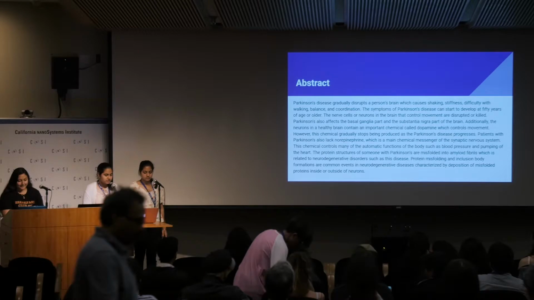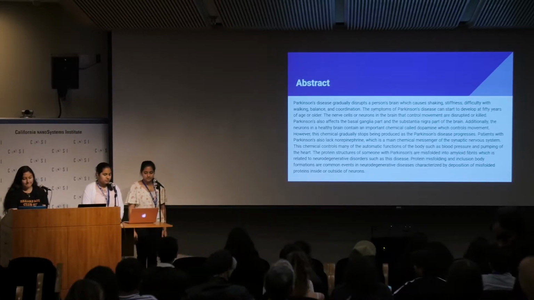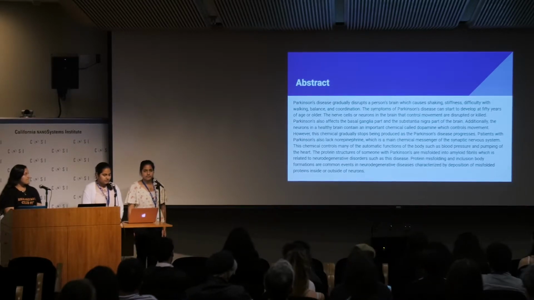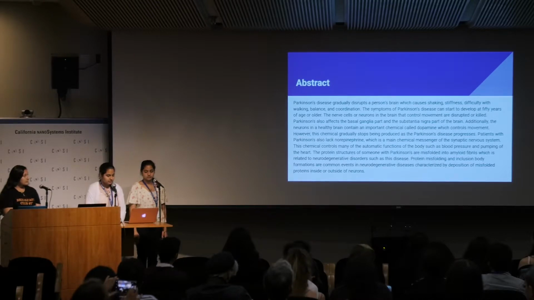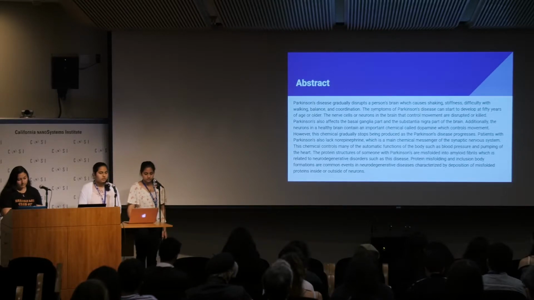Parkinson's disease gradually disrupts the person's brain, which causes shaking, stiffness, and difficulty with walking, balance, and coordination. Patients with Parkinson's also lack norepinephrine, which is a main chemical messenger of the sympathetic nervous system. The protein structures of someone with Parkinson's are misfolded into amyloid fibril proteins. Misfolding and inclusion body formations are common events in neurodegenerative diseases characterized by deposition of misfolded proteins inside or outside of the neurons.